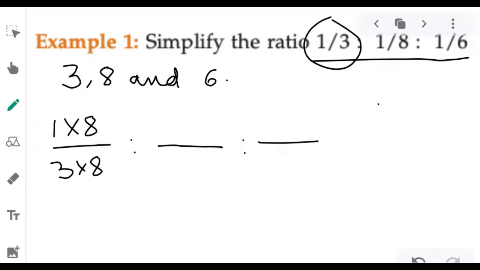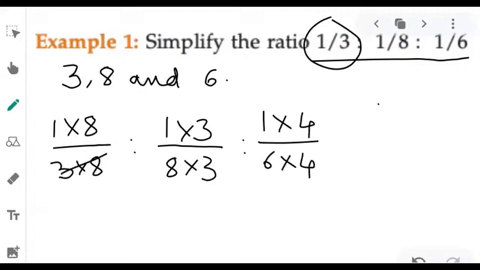Yeah. 1 into 3. By? 8 into 3 divided by 8 into 3. Okay, super. And Nandini? What will the third one be? 1 into 4 divided by 6 into 4, ma'am. Okay, thanks for speaking up.